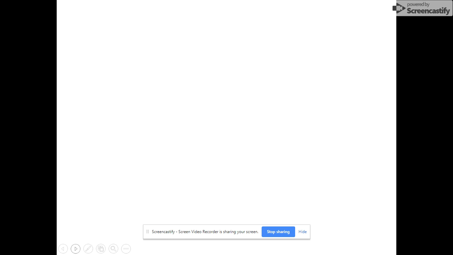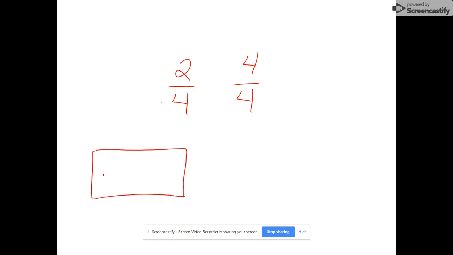Another strategy you can use to help you is using the rectangle method. So let's compare 2/4 versus 4/4. In this case, my denominators are the same. So I'm either sharing with 4 people or I'm going to share with 4 people. I'm going to draw one large rectangle and cut it in half. Remember, we do this because we want both of our rectangles to be the same size, and this is our best bet to do that.